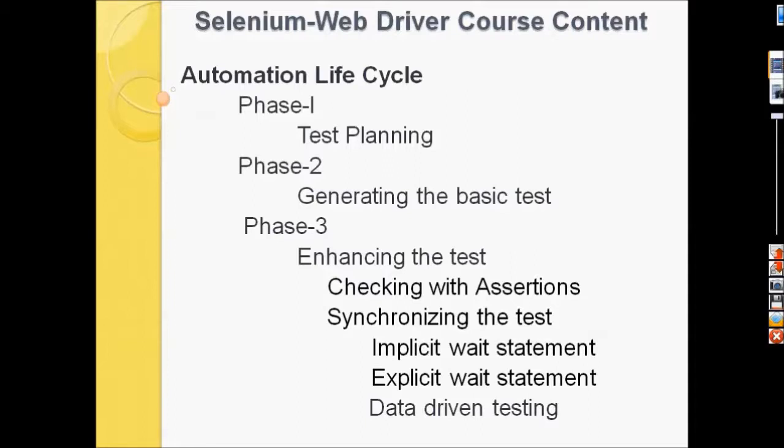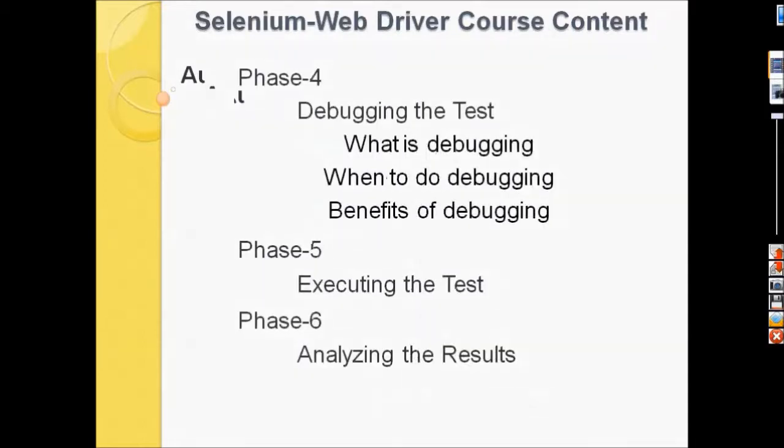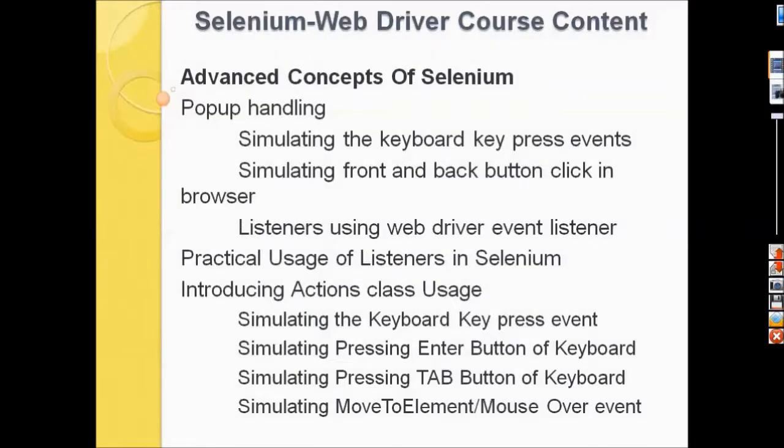First we need to understand the life cycle. Manually how we have a life cycle, manually how we have the process, in the same manner automation also has a life cycle. This life cycle is divided into 6 phases. Automation life cycle: test planning, generate the basic script, enhance the script. We have discussed this topic, so many topics. Debugging, executing, analyzing the result.